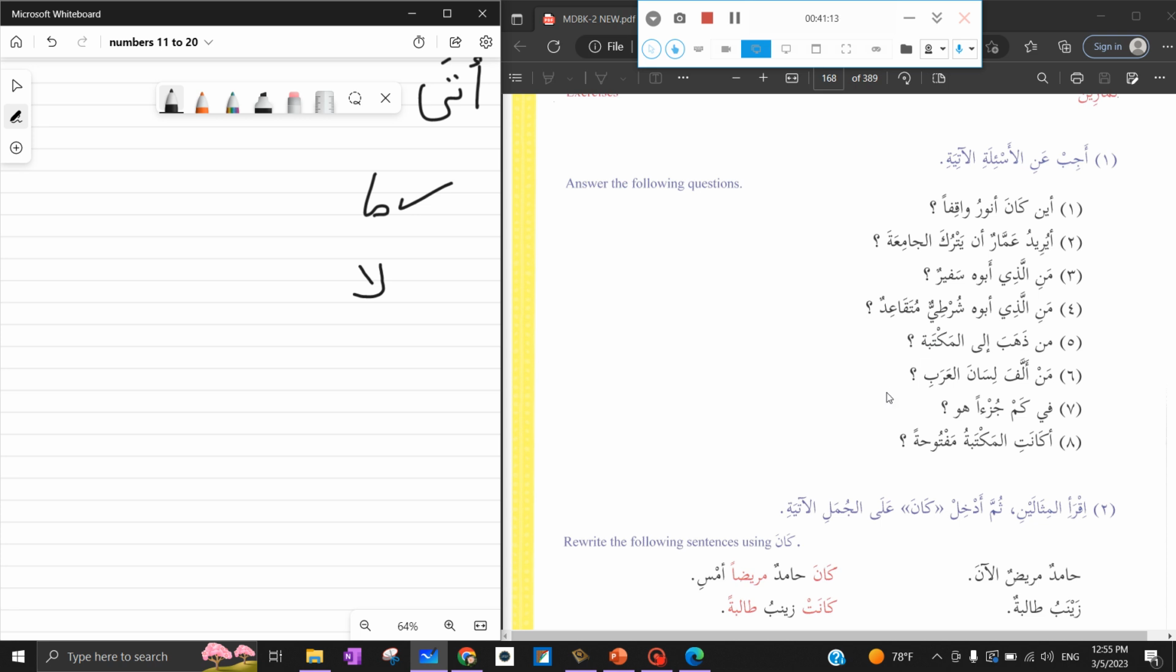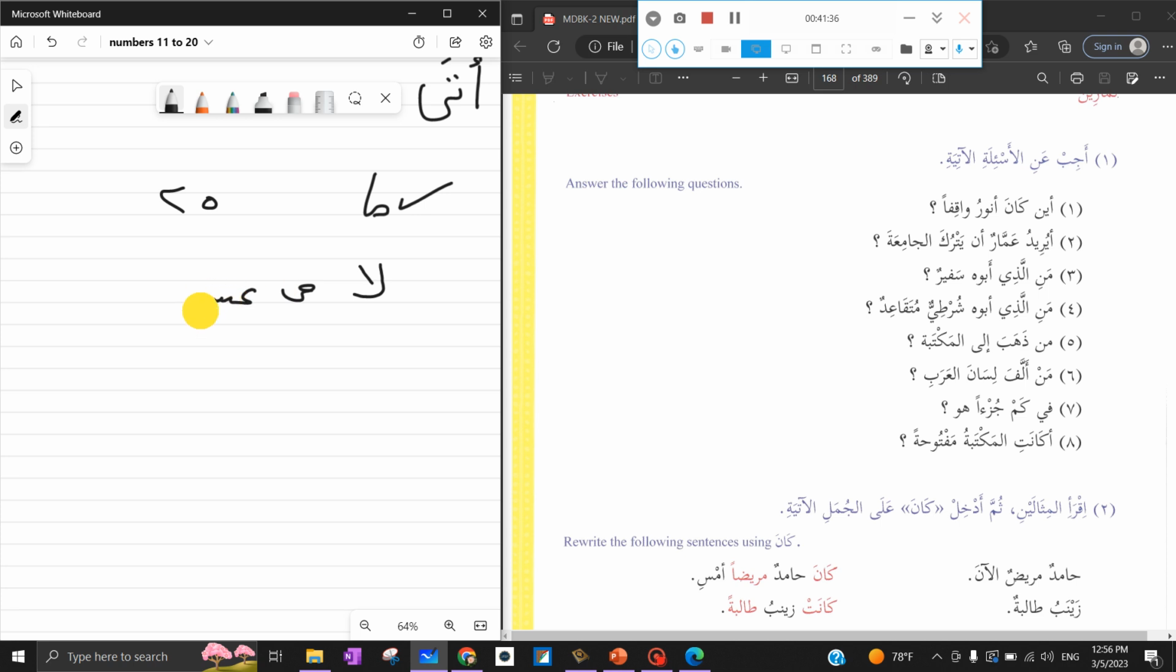And the last one is, the second last. Fi kam juz'an huwa means how many volumes or parts it has. It has how many? Huwa fi 20 juz'an. Likewise, I said, how will you write number 20 in Arabic? You will write fi 20.